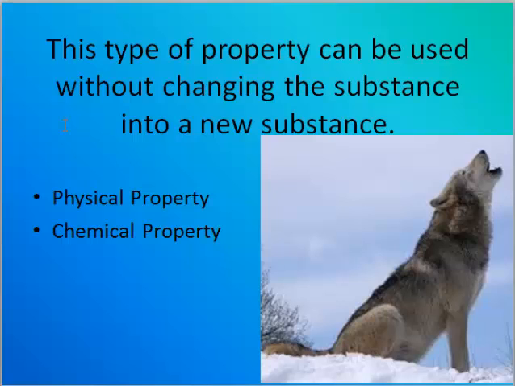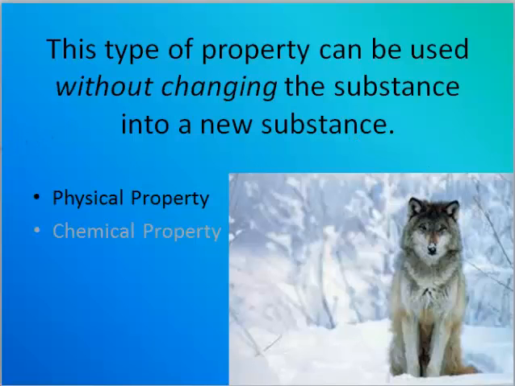This type of property can be used without changing the substance into a new substance. So one type, which is a physical property, you can measure and tell what type of property it is without changing it. And that is going to be your physical property. From a chemical, you're going to change it into a new substance. Physical is without changing, so that's going to be the key word there.